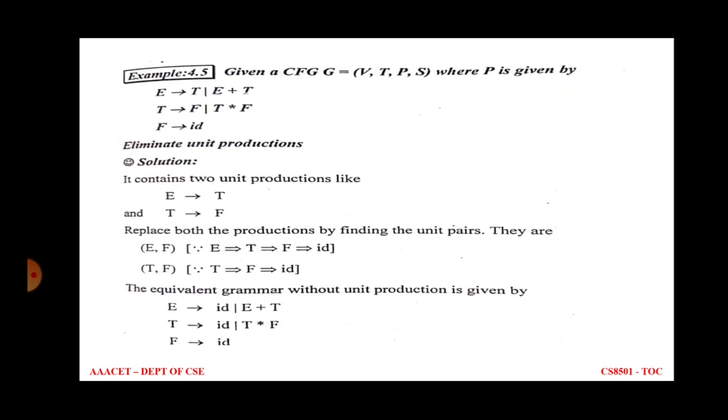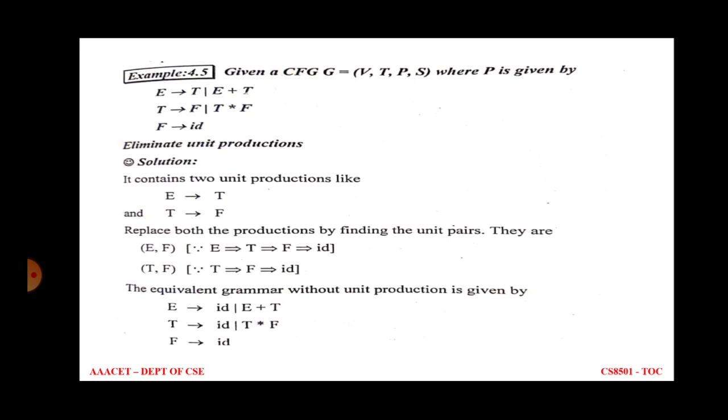So in the second line, T tends to ID, T star F. We can write the other productions as they are in the given grammar. The last one is F tends to ID. F tends to ID is not a unit production because ID is a terminal symbol. ID is not a non-terminal, it is a terminal symbol. So after removing unit production you can see that there is no unit production rule in the given grammar, because T is replaced by ID and F is replaced by ID.